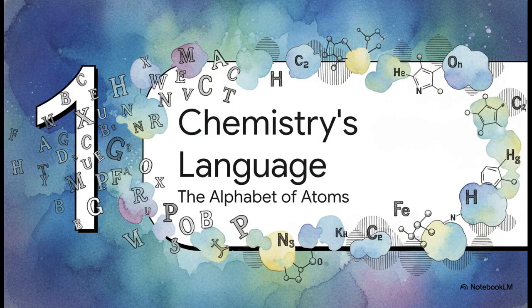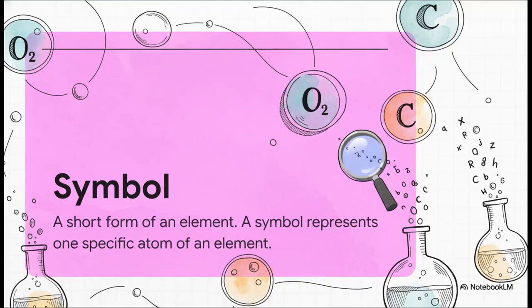All right, so first things first. Every single language starts with its alphabet, right? Well, in chemistry, the letters are the atoms, and we write them down using what we call chemical symbols. It's super straightforward. A symbol is just a 1 or 2-letter abbreviation for an element. Think of it like this. O is our letter for oxygen, H for hydrogen, C for carbon. These are the absolute most basic building blocks, our ABCs.